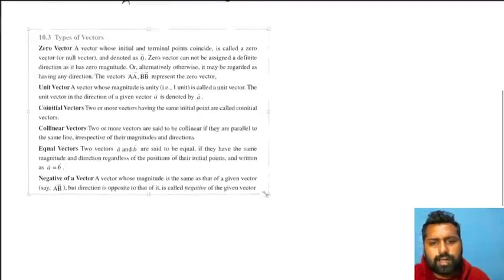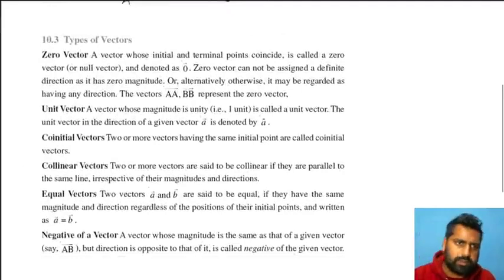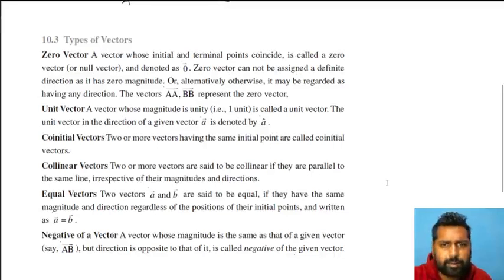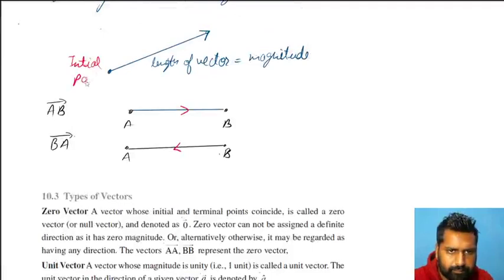Next, let's talk about types of vector. There are certain types of vector that we have to understand. I told you there are 2 points on a vector. One is the starting point, the initial point, and one is the terminal point.